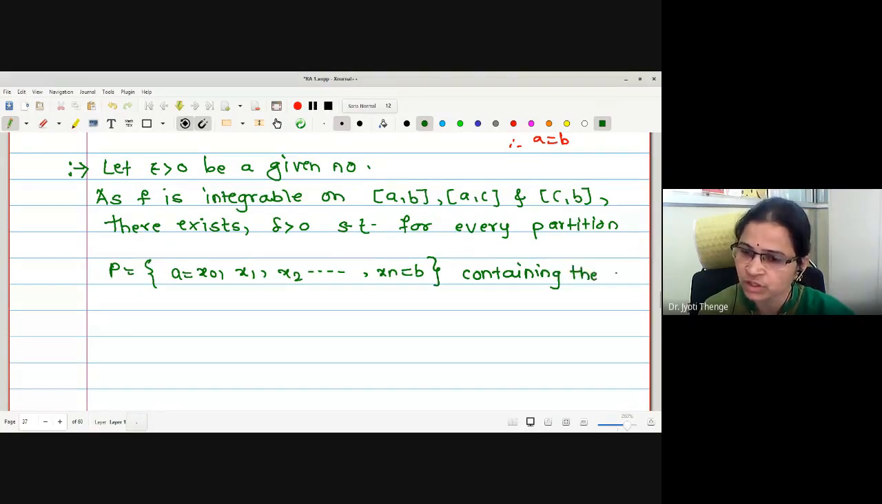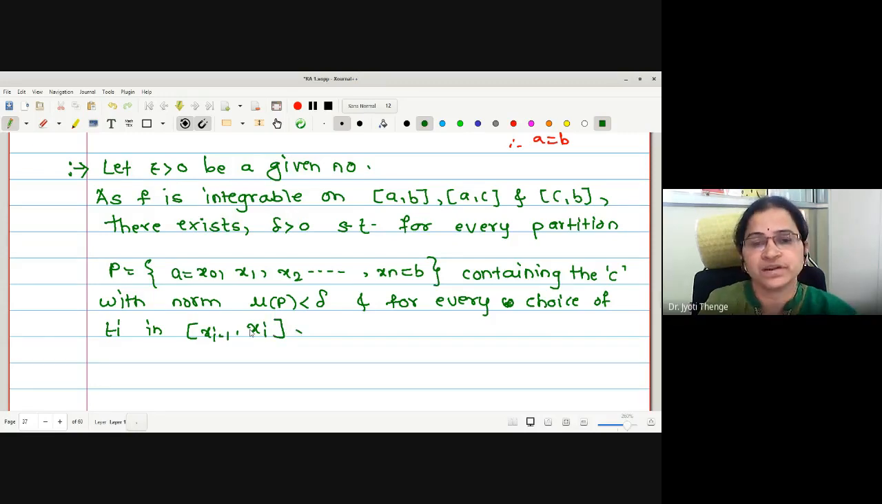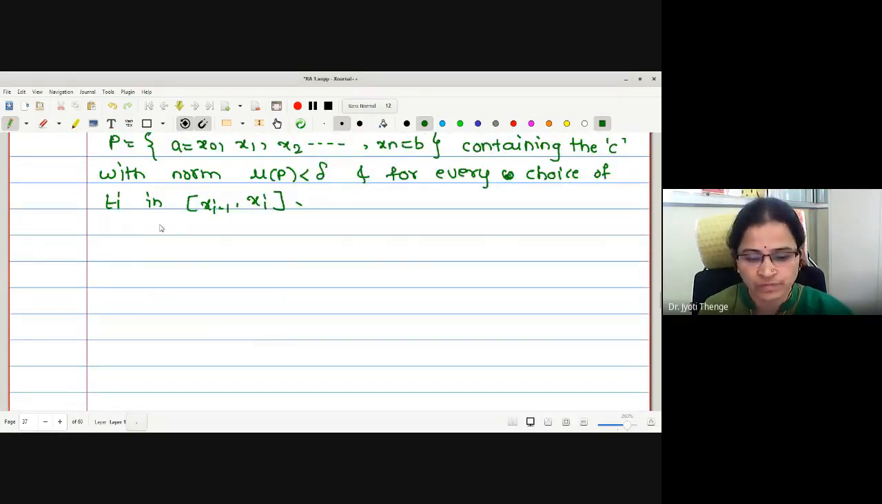Because we want the point C in between A and B. Containing C with norm of P less than delta, and for every choice of pi in the ith subinterval xi minus 1 to xi. What is the definition by Riemann sum now? The definition says that S(P, f) on closed interval AB minus the integration is less than epsilon.